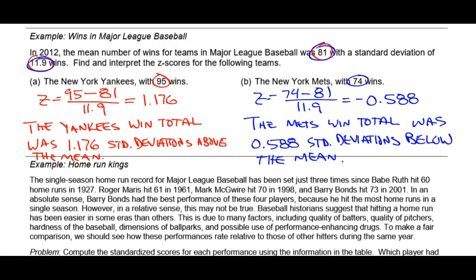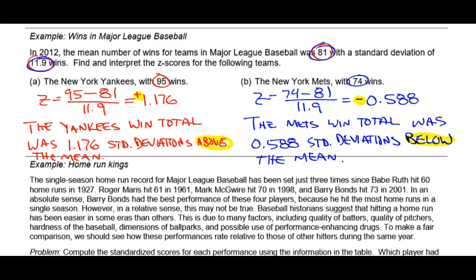So let's quickly talk about something here. We'll go back to the Yankees. This was positive 1.176, and that positive value represents above the mean. And then with the Mets, the z-score was negative, which represents below the mean. So it tells us not only how far they were from the mean, but what direction, above or below, based on the positive or negative sign.